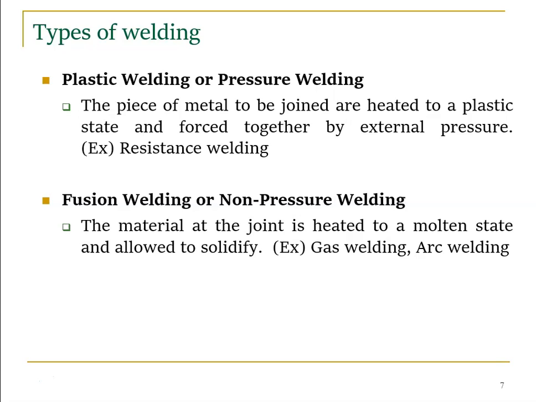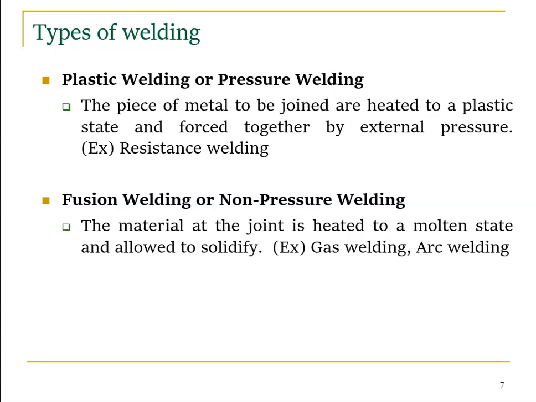So in plastic welding, as the name implies, the pieces of metal to be joined are heated to a plastic state and forced together by external pressure. The plastic chair will change shape, but if you want a different shape, then you apply pressure. If you apply the external pressure, then we say it's plastic welding or pressure welding.